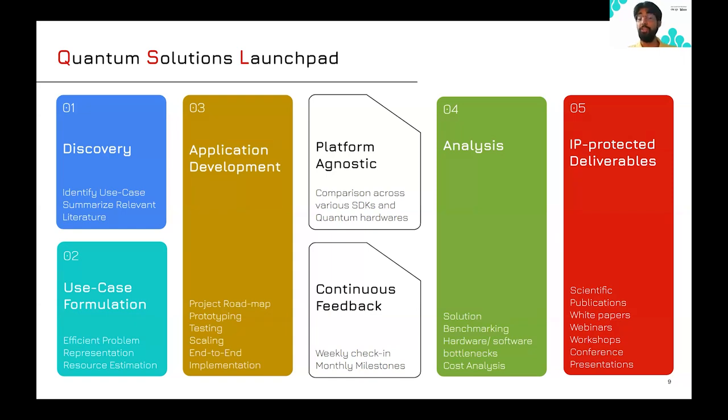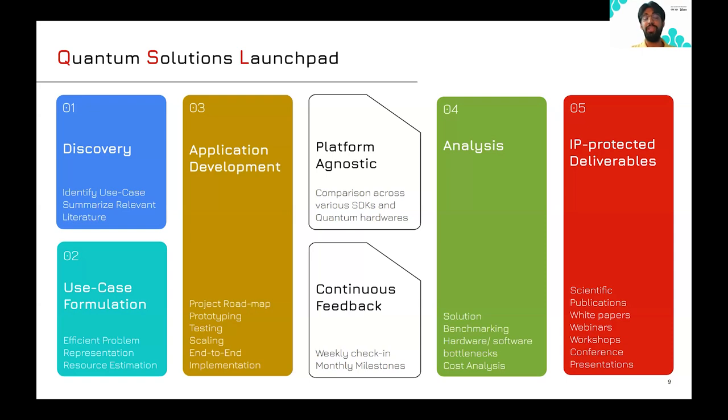We analyze all the solutions. We benchmark it not only on different quantum hardwares, but also on different kinds of software routines possible, benchmarking it against all the different classical counterparts, and ultimately have a very good cost analysis. And this does not mean that we are promoting hype and saying, hey, you have received a quantum advantage at the end of it.